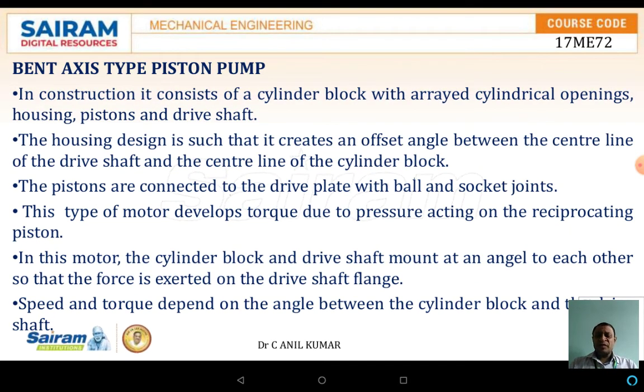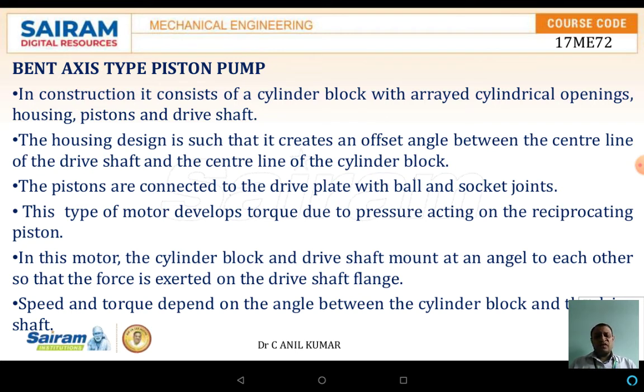The next one is the bent type piston pump. The construction consists of a cylindrical block with an array of cylindrical openings, a housing, pistons, and a driving shaft. The housing is designed in such a way that it creates an offset angle between the center line of the driving shaft and the center line of the cylindrical block. The pistons are connected to the driving plate with a ball and socket joint.